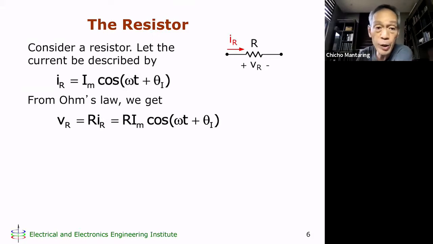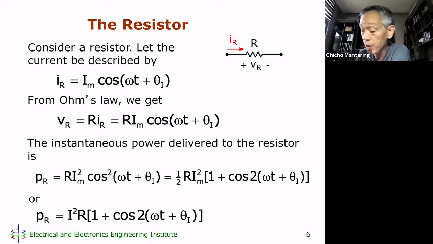Now let's try to get an expression for power. Our expression for power is voltage times current. So I'm just multiplying this by this. Notice that's going to be R Im squared cosine squared(omega t plus theta I).